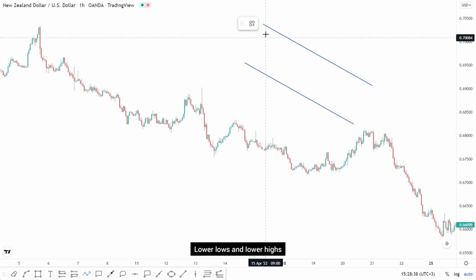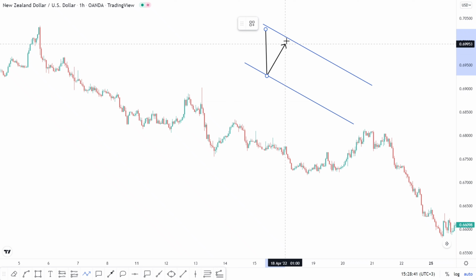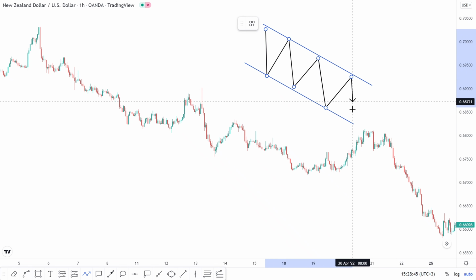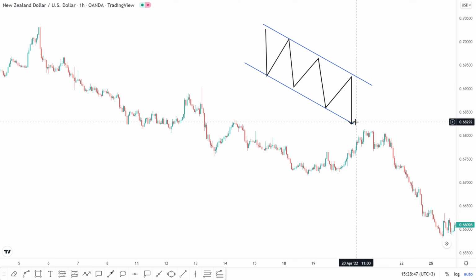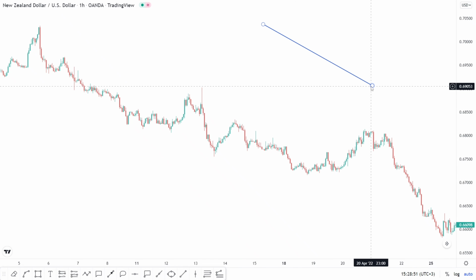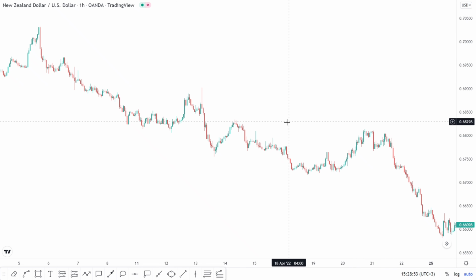This is how a downtrend looks. We have a series of lower lows and lower highs, and it continues for a while. So when trading a downtrend, we apply the same concept, only that this time it's in the opposite direction. For example, here we have a series of lower lows and lower highs, and we can just mark them.